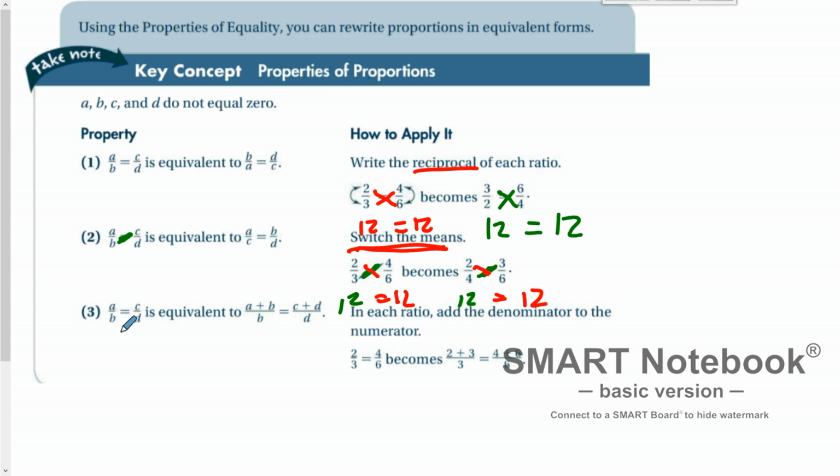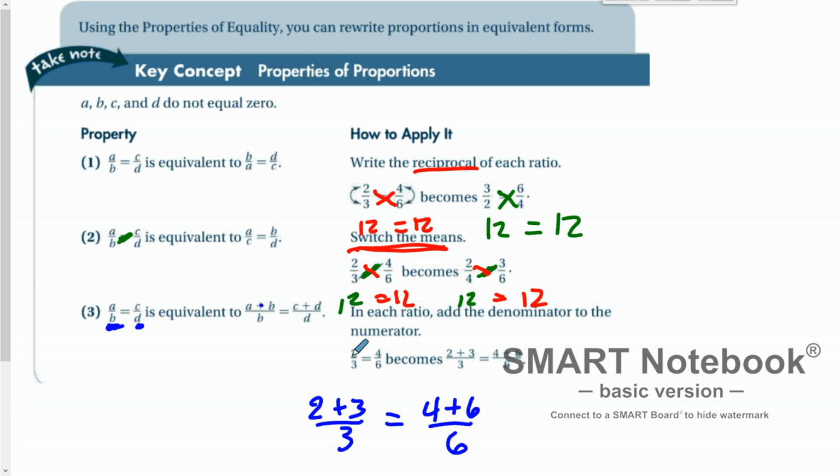And then the last one, I can rewrite these fractions. I can add something to the numerator, but I only add what is the denominator. So the denominator is b, so I add b to the numerator. That means on the other fraction, I have to add that denominator d to that c. So you can see here we have 2/3 equals 4/6. So I'm going to add 3 to 2. And then on this one, I have to add 6 to 4. And we'll see that these are right.